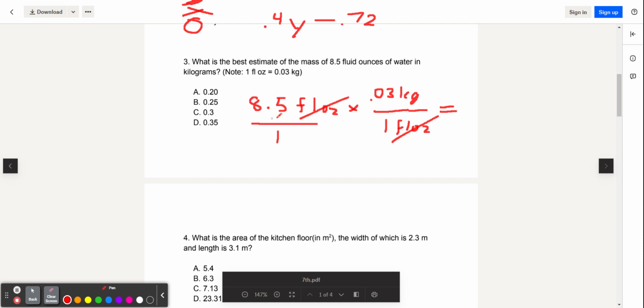Now we multiply 8.5 times 0.03, and we get our final answer of, let's see, probably 0.255-ish, which is closest to B, because it is asking for an estimate, right? And if you note that the closest one is B, it's between 0.25 and 0.3, and this number is closer to 0.25.